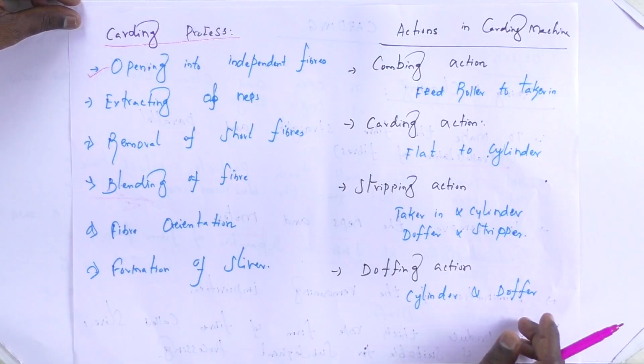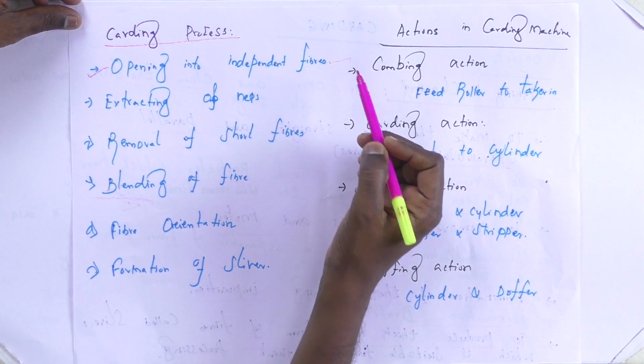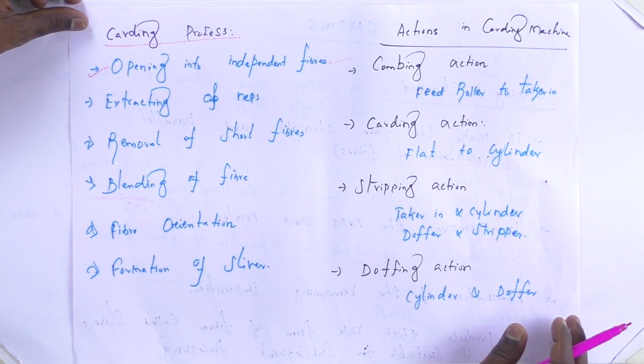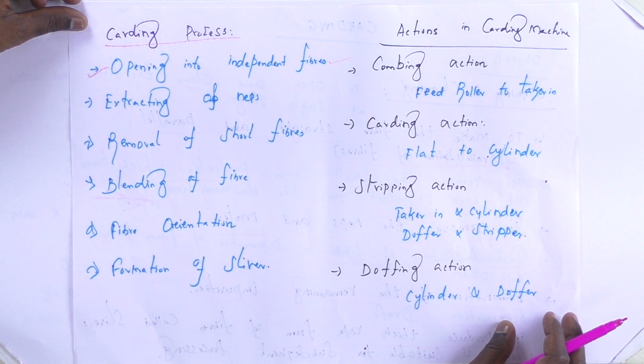So the small tuft is converted into individual fiber stage by pulling force, by the wire points' pulling actions. This is the first objective of the carding process. Then extracting of naps. We know very well what naps are.